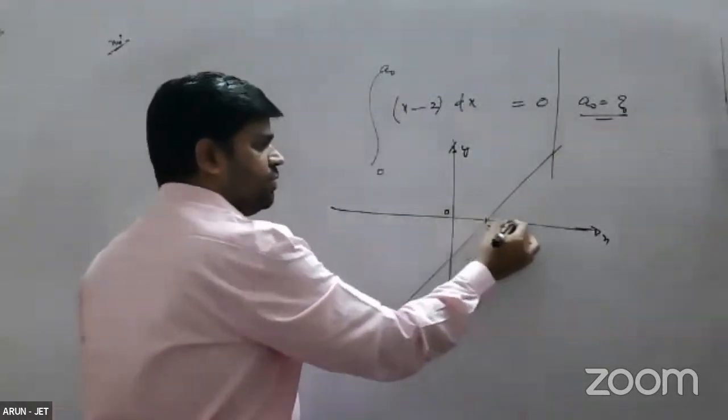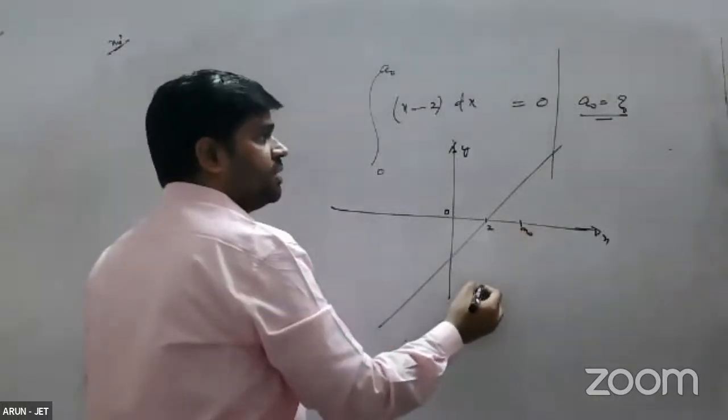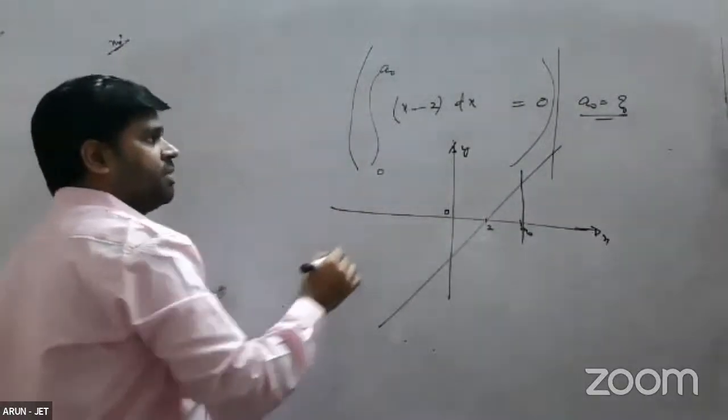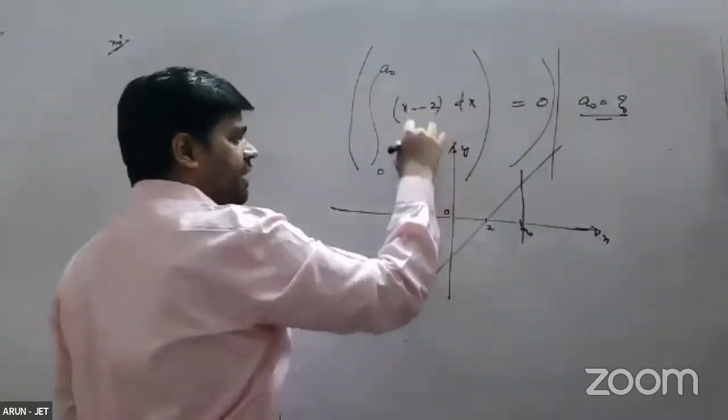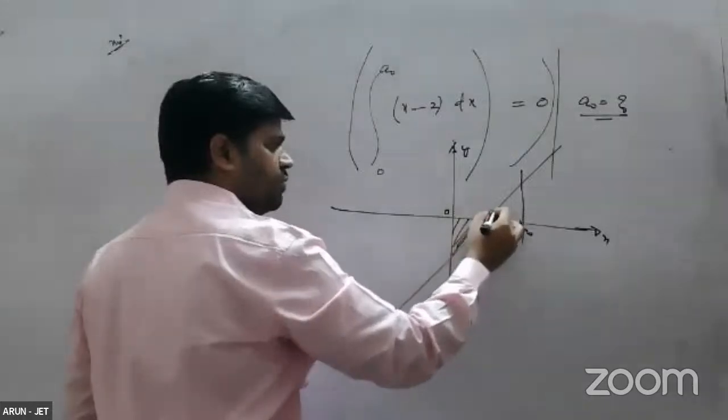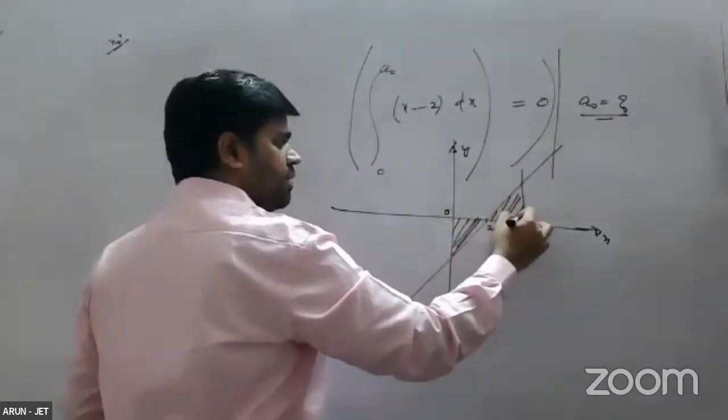I have to integrate this from 0 to some point a naught such that my area under the graph is 0. Integral, definite integral అంటే ఏంటి, area under the graph కదా. This is nothing but area under the graph. For area under the graph to be 0, now that means this has to be 0. Sum of 0 to 2 and 2 to something.